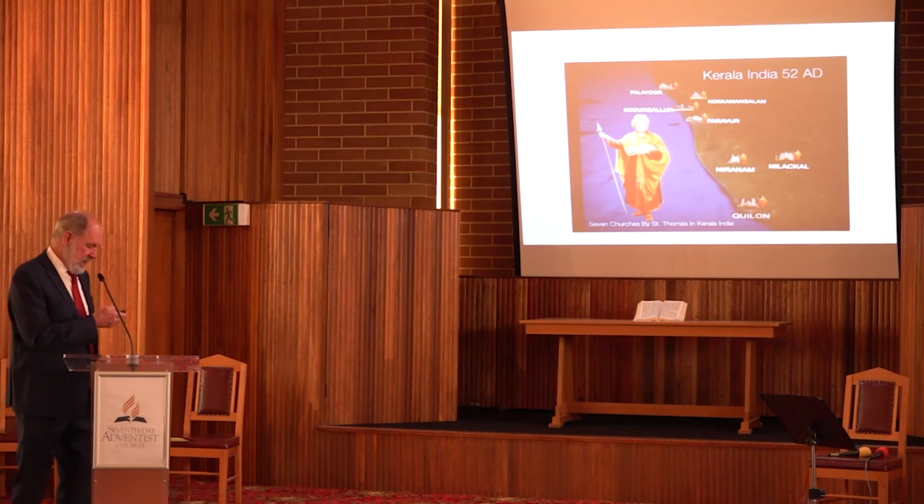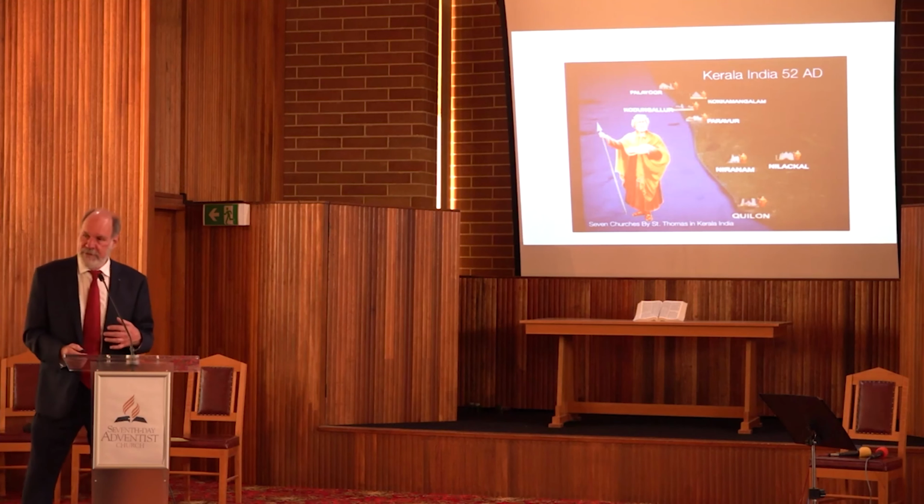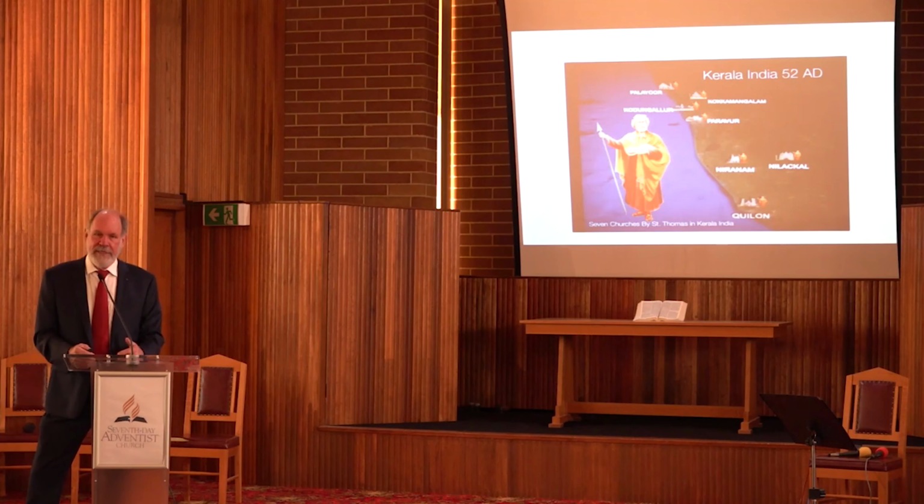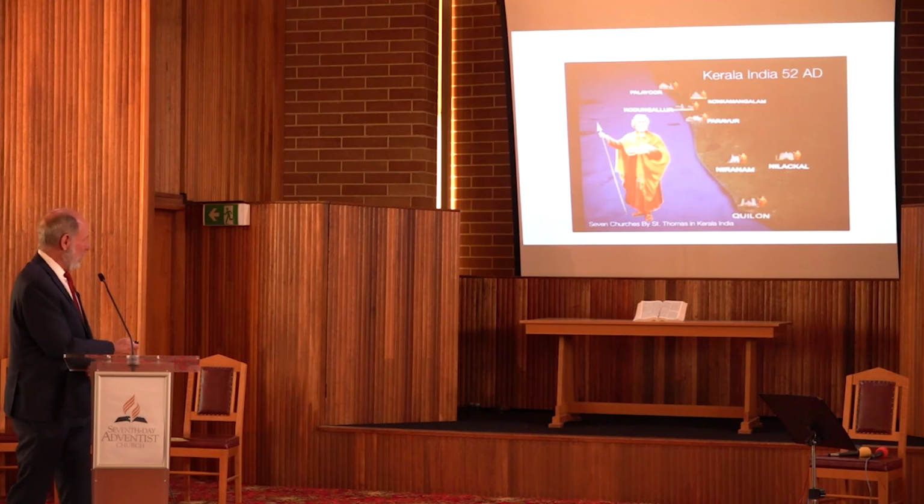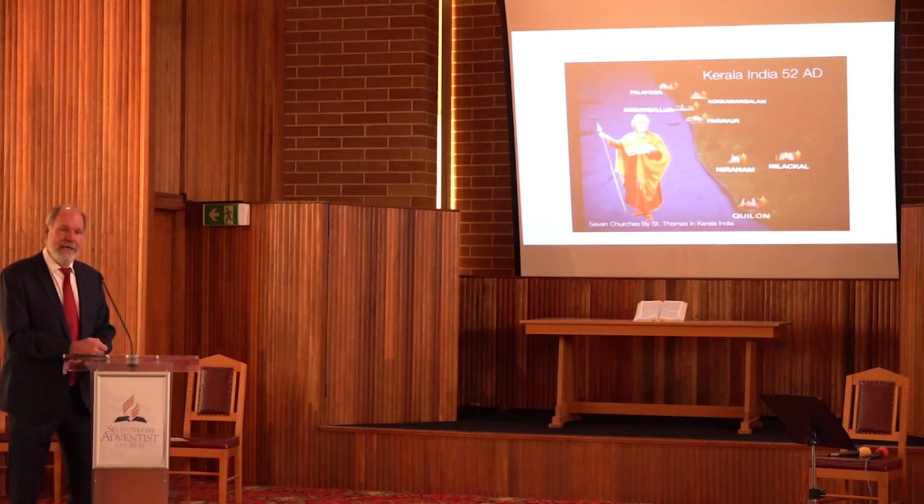Anyway, here's Kerala. This is a province of India that is so populated that I think it has 1.5 times the number of people that Australia has in it. And the annual rainfall is 200 inches a year. So it's a wet province, right? And historically, these are settlements that Thomas established in India, okay?